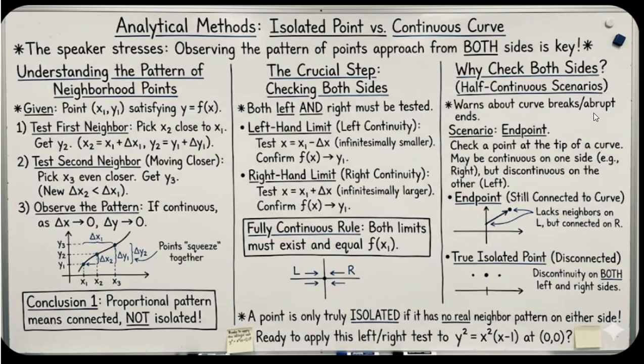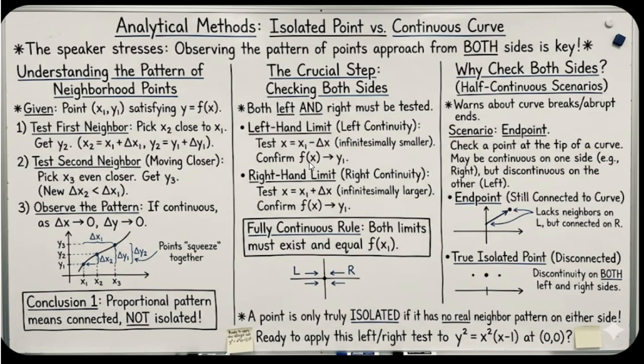Only by half continuity, it may be that it is left continuous but there is no right continuity. Suppose there is a point here with left continuity but no right continuity. Can I say this point is isolated? No, because there are neighborhood points around that will satisfy the equation.